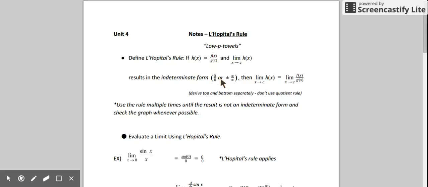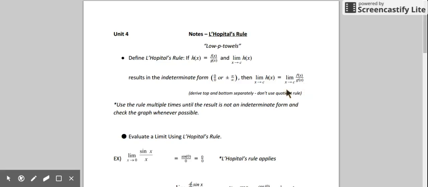And L'Hopital's rule says that if we find the derivative of the numerator and separately find the derivative of the denominator, then we can try and plug in or substitute values and see if it works. So essentially, we're still using substitution. We're just finding derivatives first before we substitute.